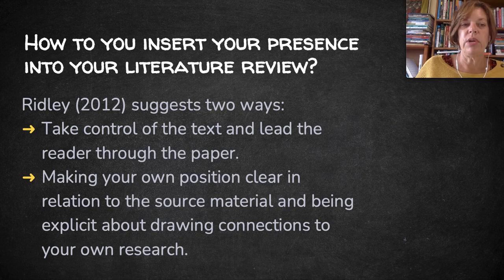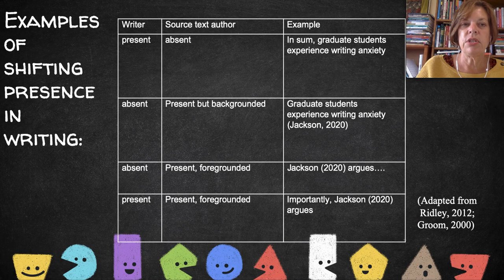So how do you insert your presence into your literature review? Ridley suggests two ways. One is that you take control of the text and you lead your reader through the paper. What does that mean? That means that you decide when you are planning your writing that you're going to put yourself in the paper. The second way is making your own position clear in relation to source material and being explicit about drawing connections to your own research. So that's what I want to focus on now: how do you make your position clear in relation to source material? I want to show you a way of thinking about this.